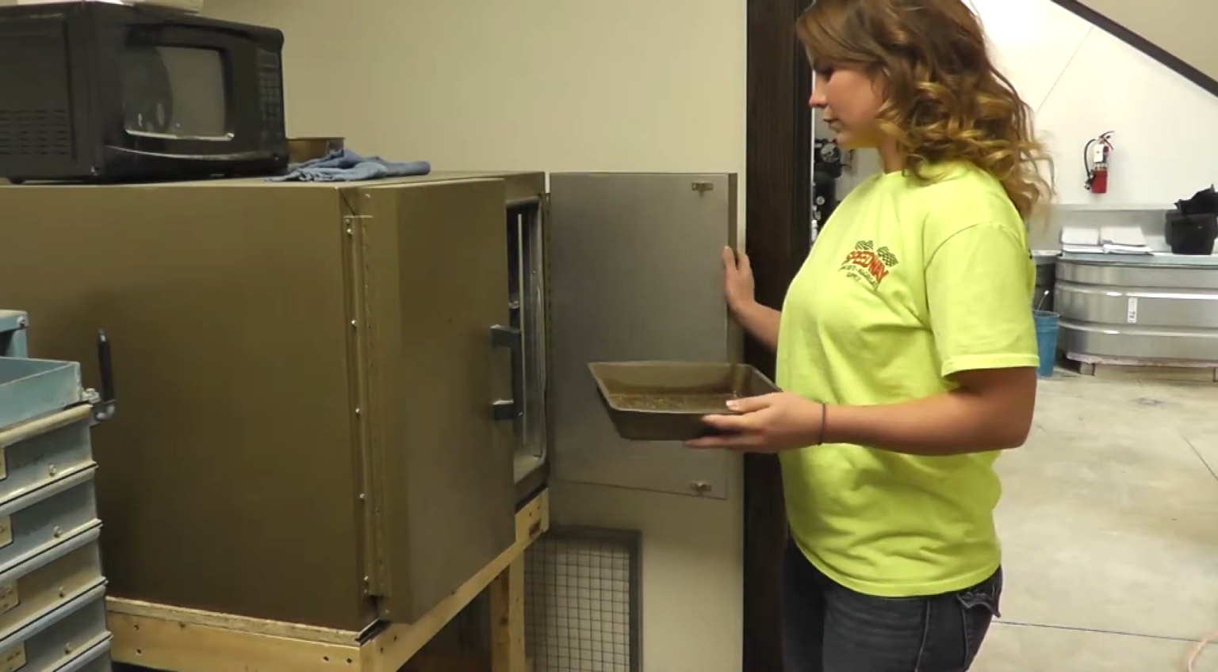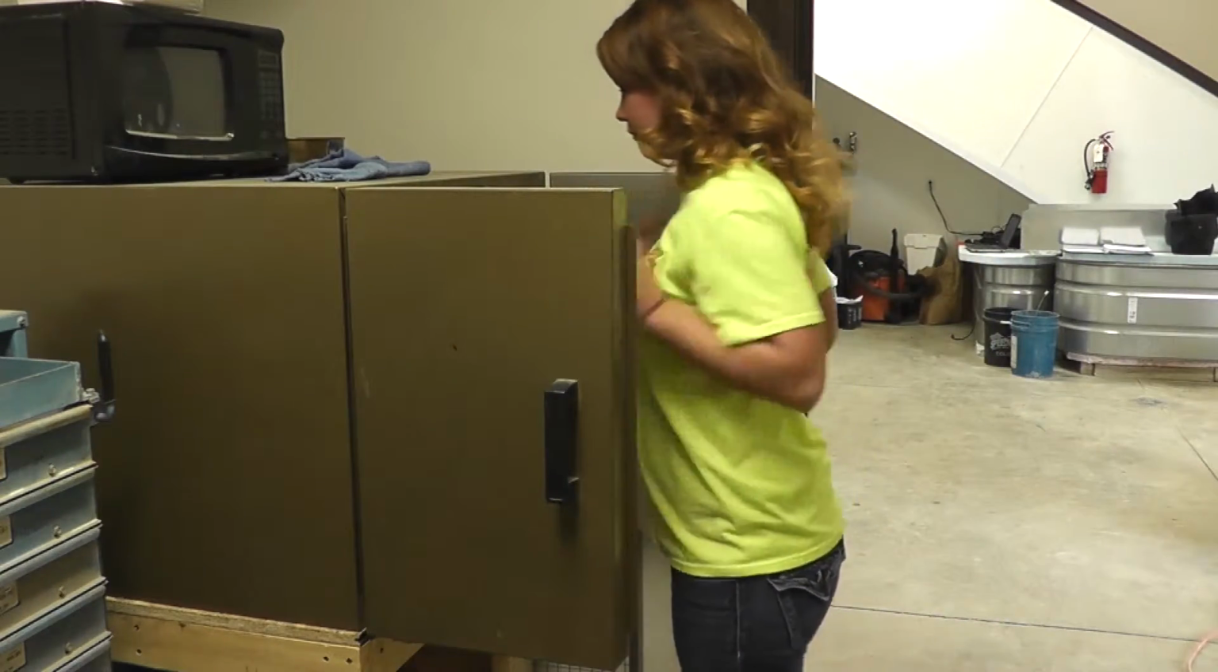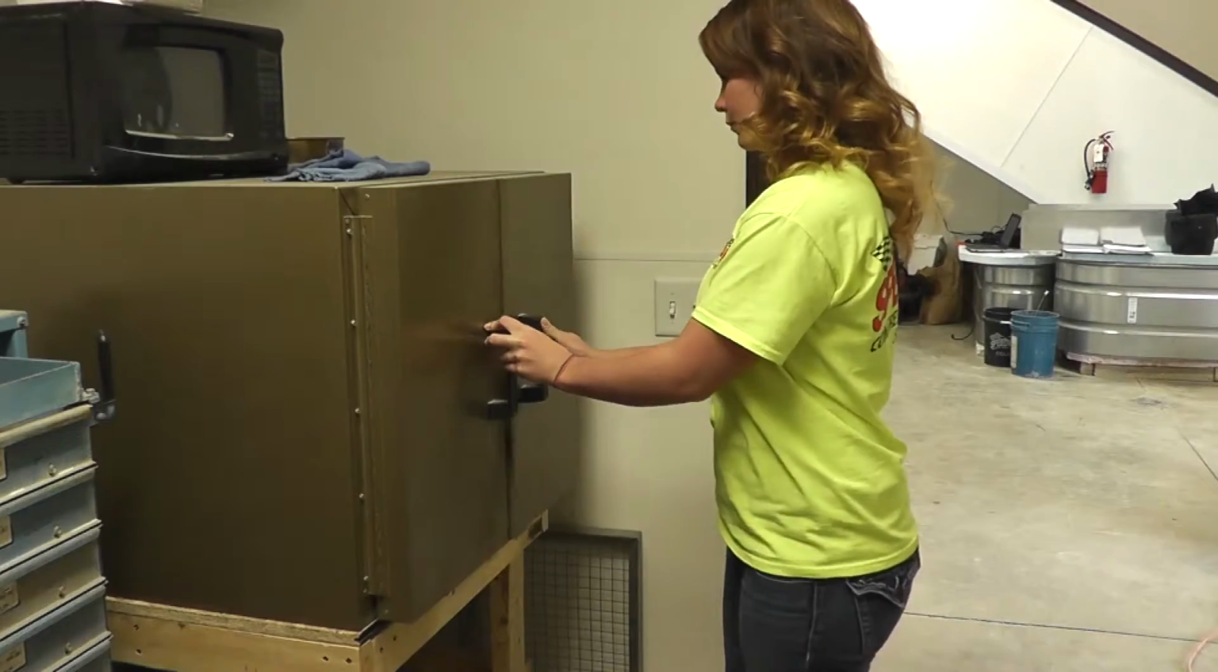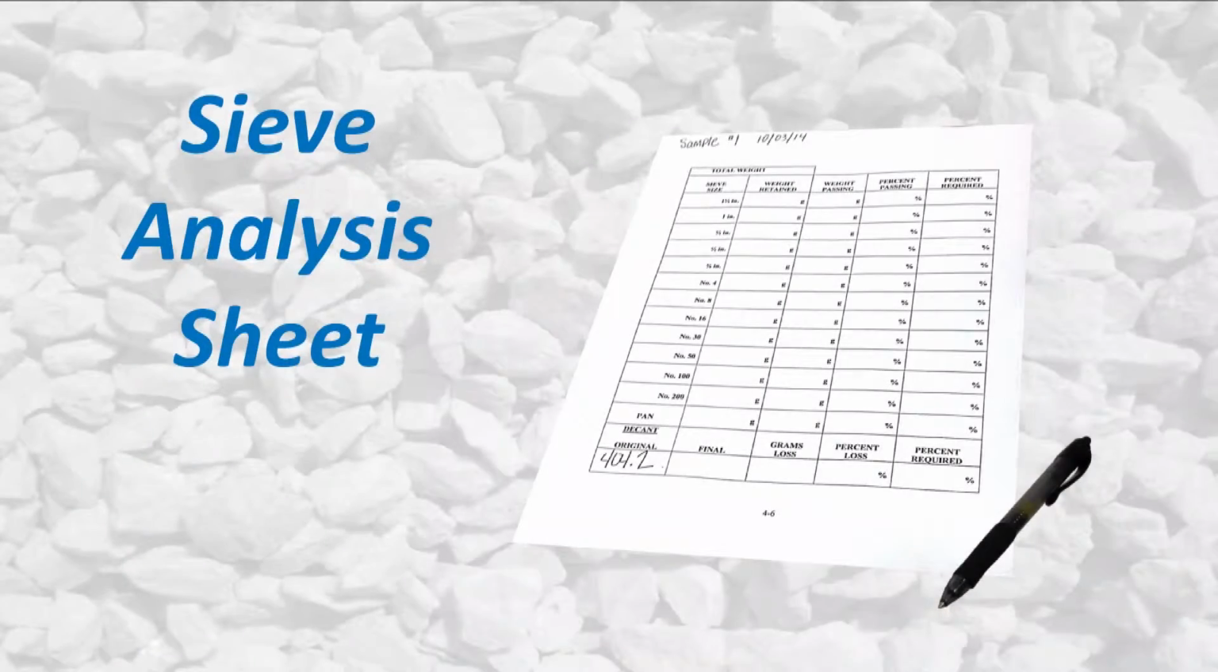Samples are dried to constant weight in an oven set at 230 plus or minus 9 degrees Fahrenheit, in an electric skillet, or over an open flame. Once the sample has been dried and cooled to room temperature, the weight should be recorded in the decant section of the gradation analysis sheet as the original weight.